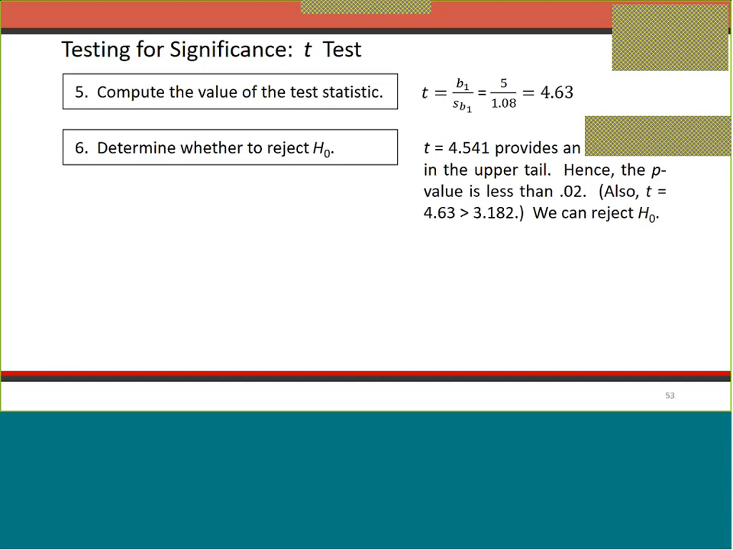The test statistic you calculated is t equal to b1 by s_b1. b1 you already calculated. s_b1 you can calculate using the formula, and you got 4.63. Now for the calculated value 4.63, the p-value is twice the probability that t is greater than 4.63. It came out to be less than 0.02. So we can reject H0.